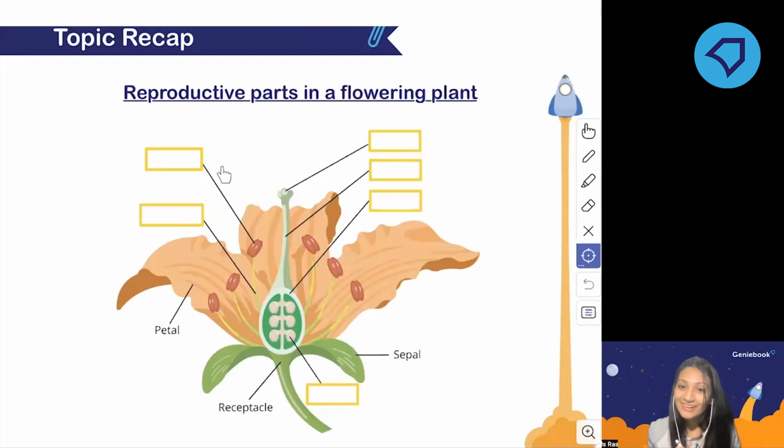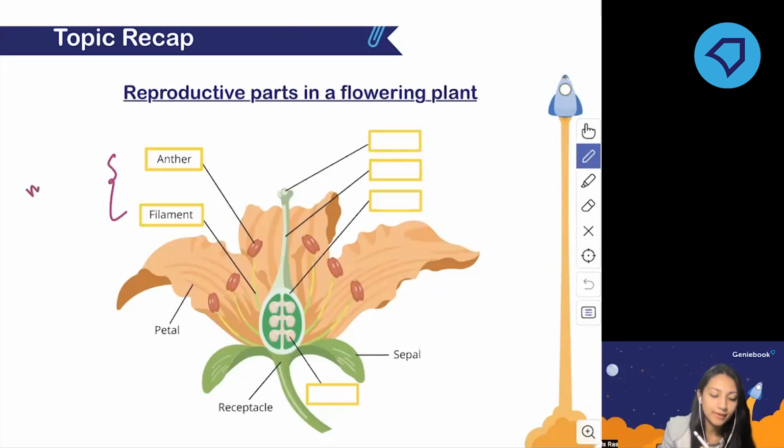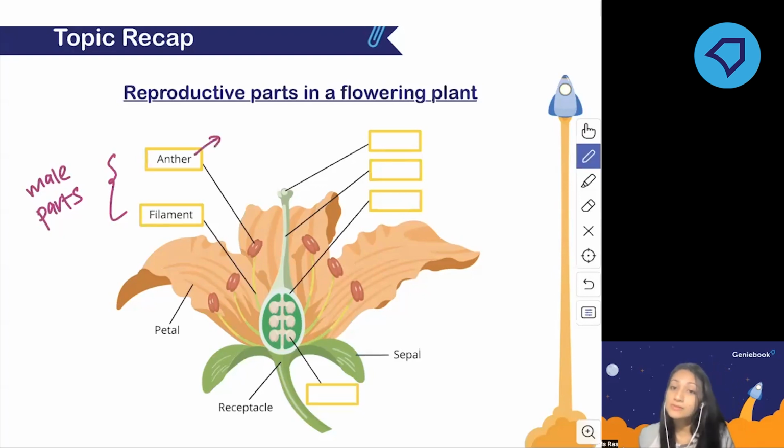All right, let me look at the answers. Anther, filament. Let me check if that is correct. So this is the anther, the small part at the top, and the bottom part is the filament. If you remember, we talked about how these belong to the male parts of the flower.